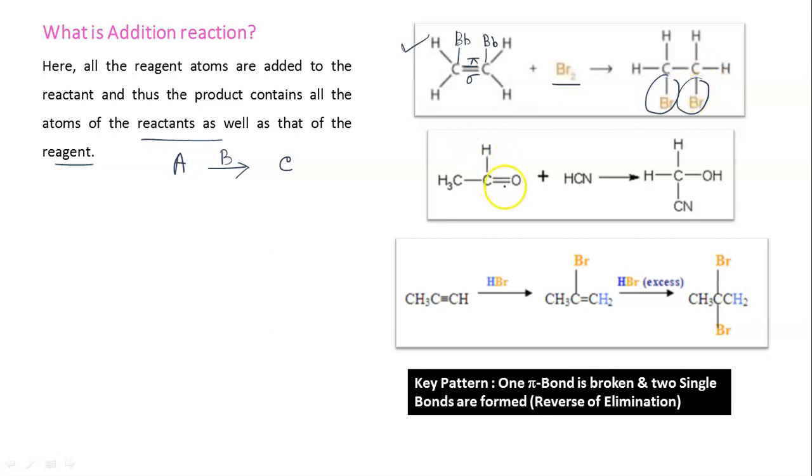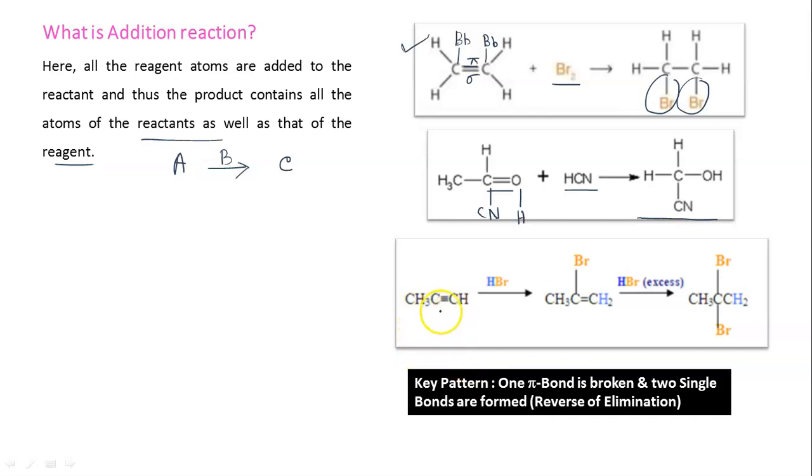In the next example we have a CO double bond. Here HCN is our reagent. CN will be attached to carbon and H will be attached to oxygen. So we are getting this product. See, here we do not have any extra part. The reagent and substrate are both combined to each other. So that is why it is an addition reaction.